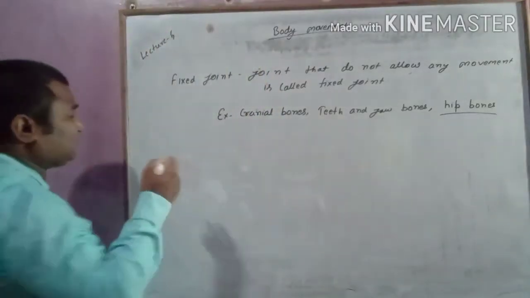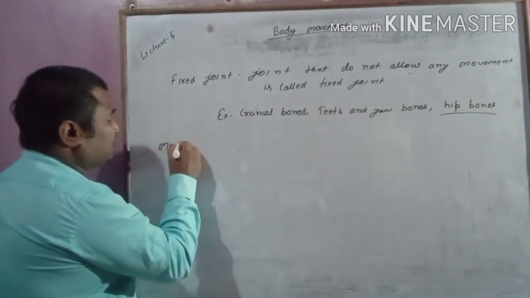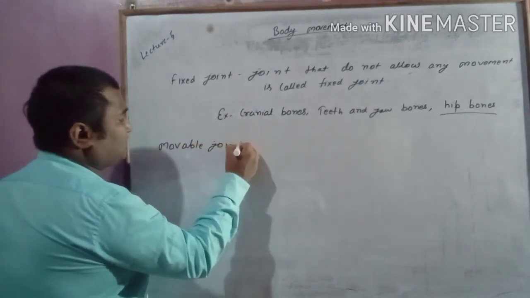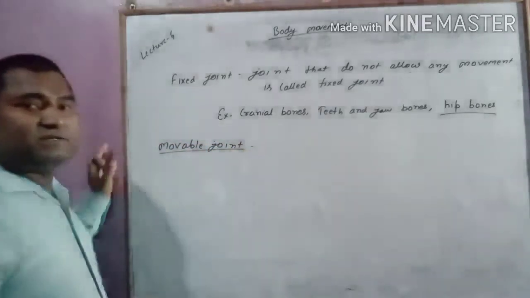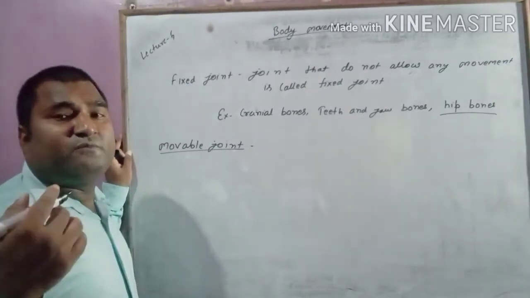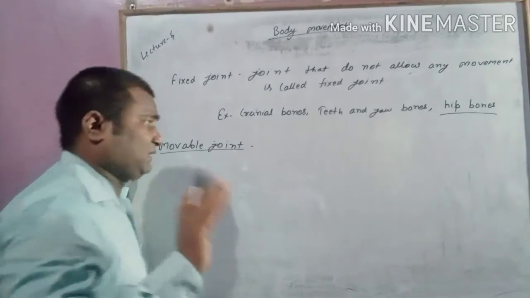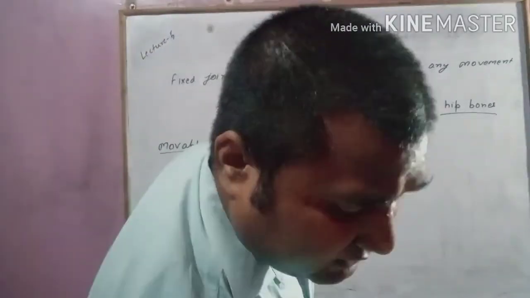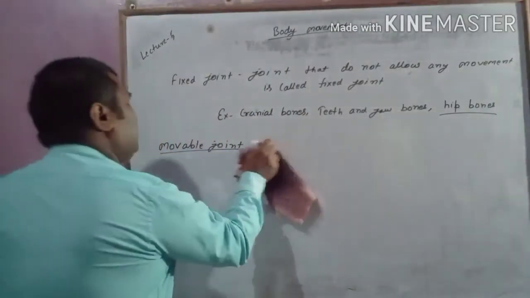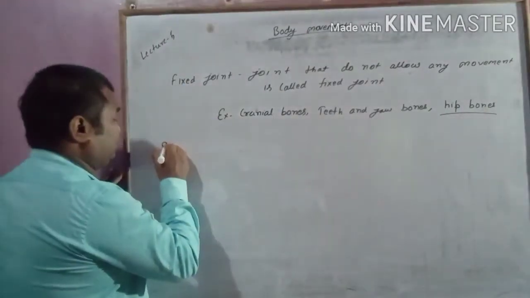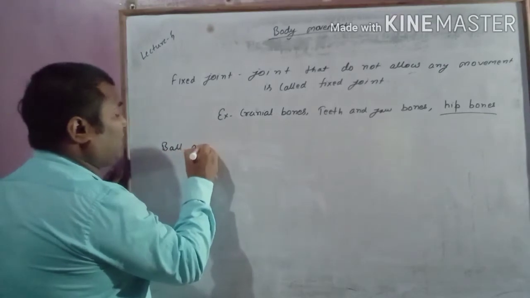There is no movement in the hip bones themselves, but the bones joined to the hip show movement. Next are movable joints. A movable joint allows some degree of movement, which was already explained in yesterday's class. The new thing is the examples. Today we are going to discuss the ball and socket joint.